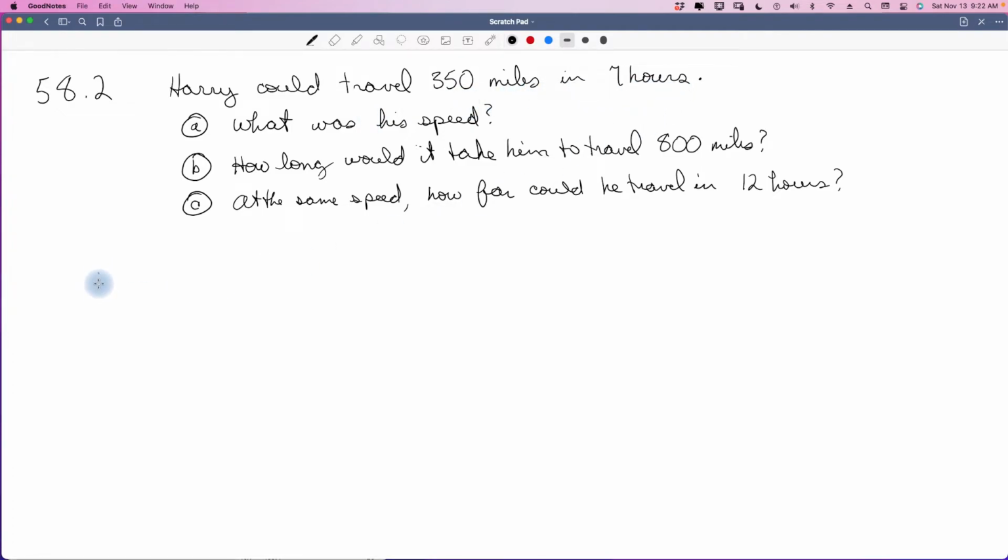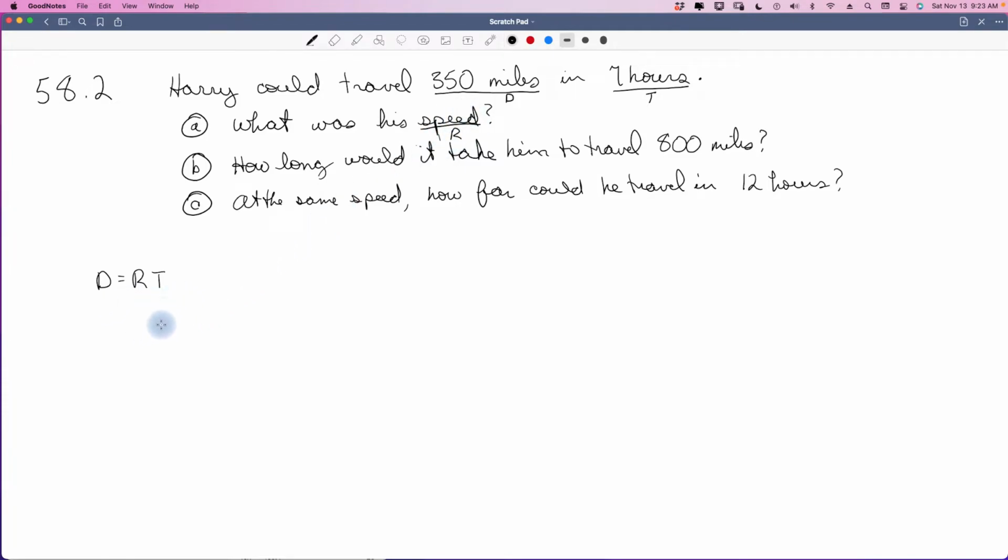So let's remember our formula. D equals rate times time. Distance is miles, typically. Miles, kilometers, feet, inches, meters. Those are all distances. So think about length. That's your distance. So 350 miles, that's our distance. 7 hours, that's our time. So we don't have a rate. So what was his speed? Speed is the same as rate. So this first question is asking us to find his rate.